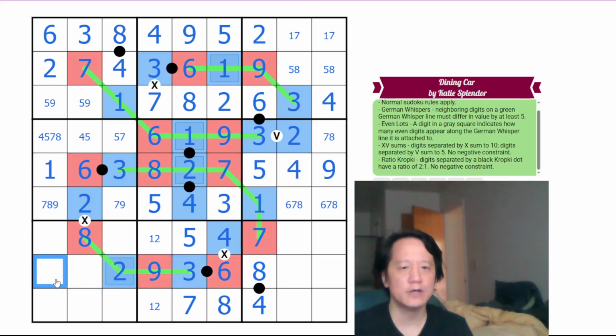Row 8, we have 1, 4, 5, 7. 7 can't be here because of 7 in the box. 7 can't be here because of 7 in the column. Where is the 7 in row 8? It's there. 4 can't be here because of 4 in the box, so 4 has to be there then, which leaves us a 1, 5 pair.